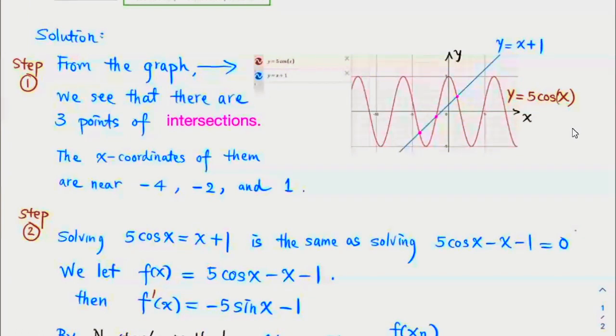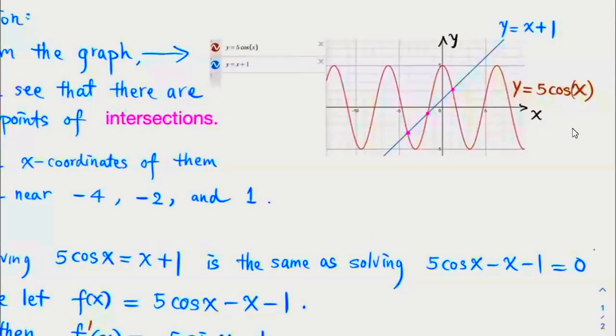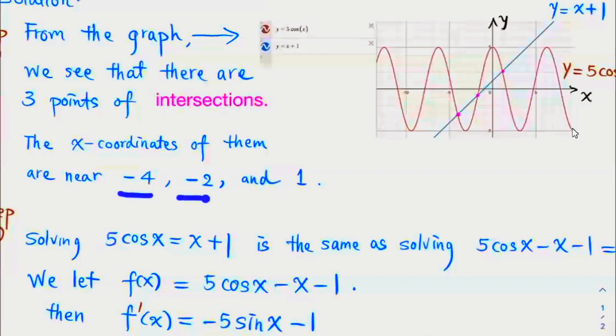By looking at the graph over here, you see that the x coordinate of this one is near -4, and this one over here is near -2. And this one over here is near 1. So it's near these 3 numbers. So we know the roots should be near -4, -2, and 1.